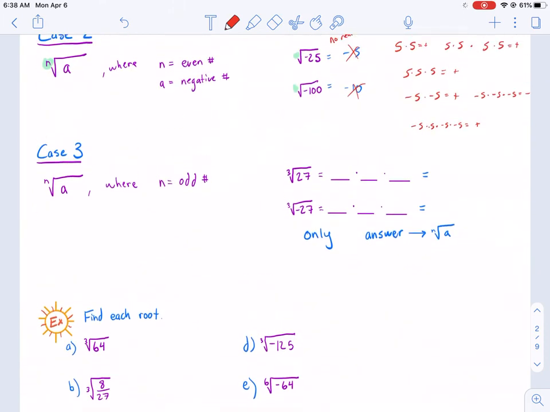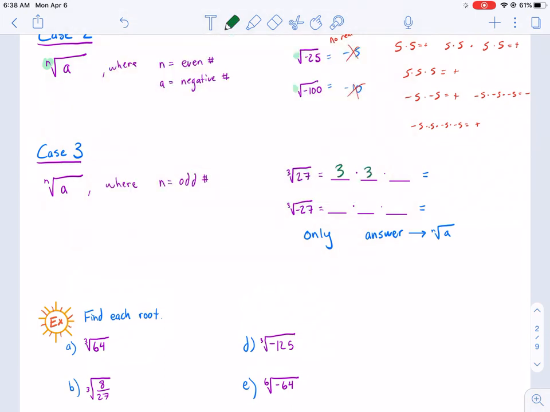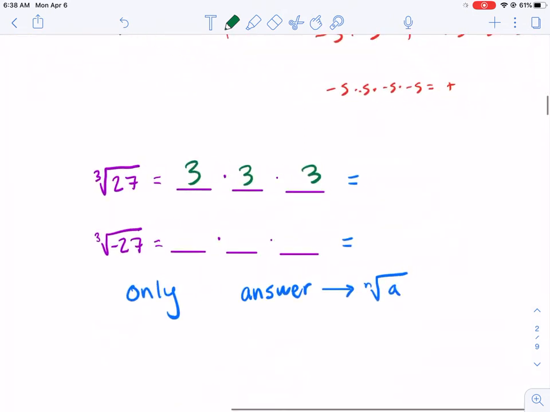So case 3, where n is an odd number. When n is an odd number, we're talking about 3rd roots, 5th roots, and so on. There's our odd number, and we already know that this is 3 times 3 times 3, which gives us 27.